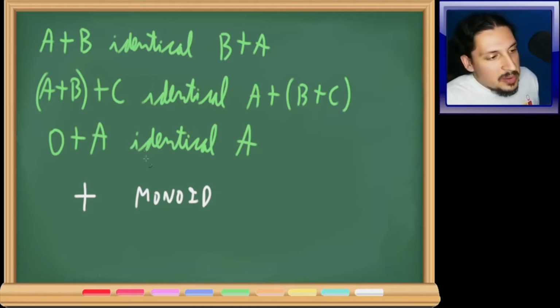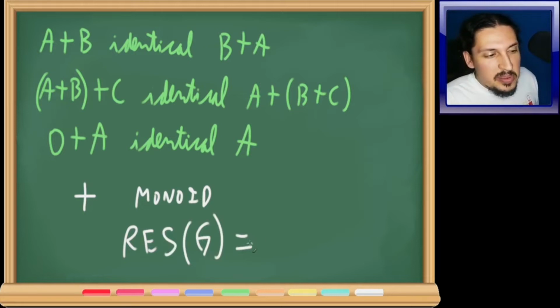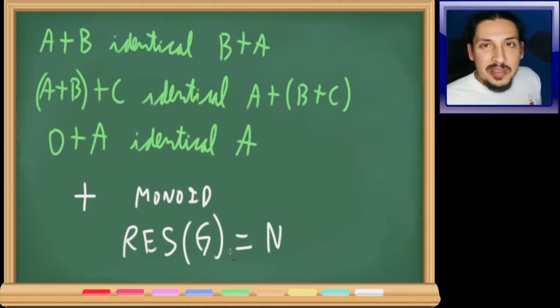And one final piece of notation. I will write the result of a game G to mean the result of the starting position. If the starting position is P, I will say that the result of G is P. And if the starting position is N, I will say that this is N. So basically, the result is what we're often interested in: who wins the game if both players play perfectly.